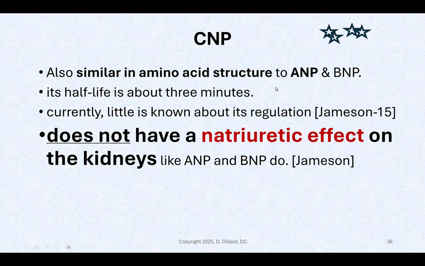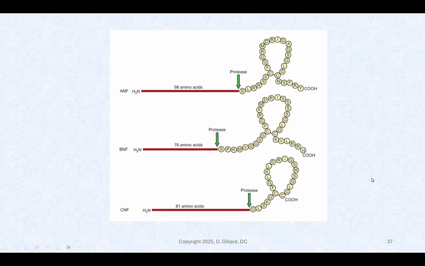Okay, similar amino acid structure. Half-life is about 3 minutes. I'm never going to ask you the exact half-life. Currently not a whole lot is known about this. And it doesn't really have a natriuretic effect on the kidney. Its natriuretic effect is on the arterioles. So it doesn't bind to principal cells like ANP and BNP do.